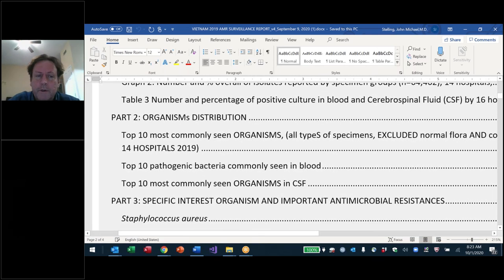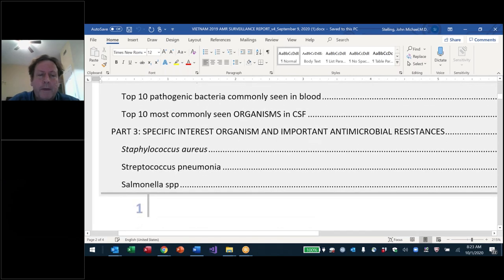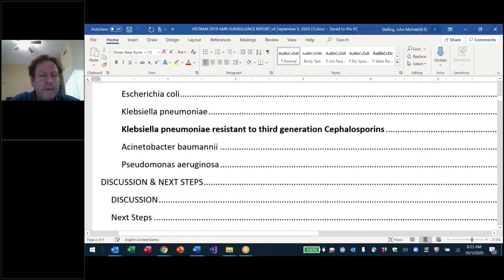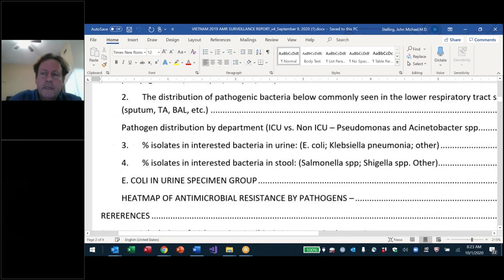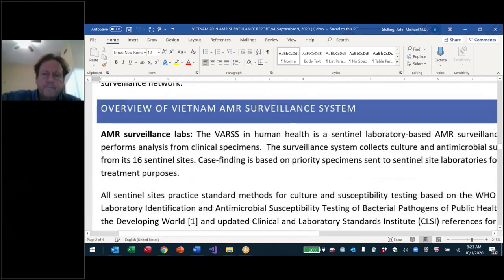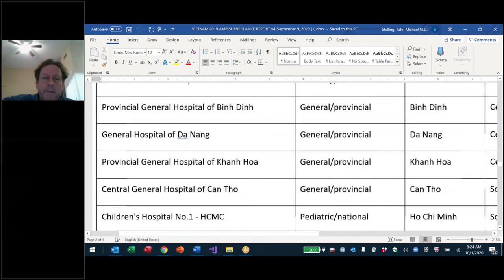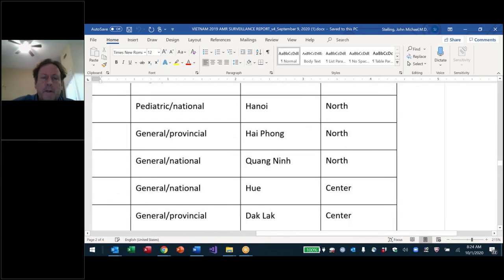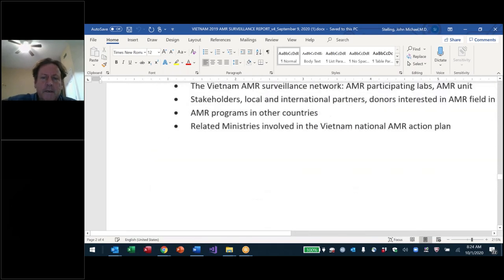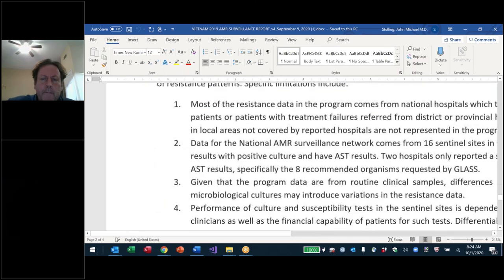The organism distribution is part two. The antibiotic characteristics of priority pathogens is part three, different for each one, Klebsiella, Acinetobacter, next steps. So that's that. I'm just going to go quickly down to the bottom just to show you some of the graphs. So they've shown their country and the maps. They've described what kind of hospital each one is, north, south, central. That's the GLASS table. I'm trying to find their, where's their, huh?